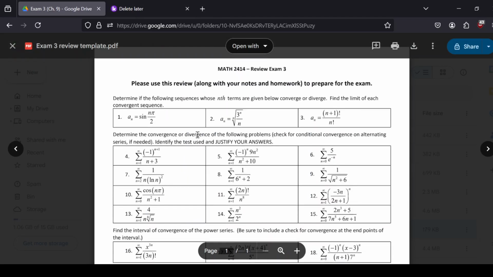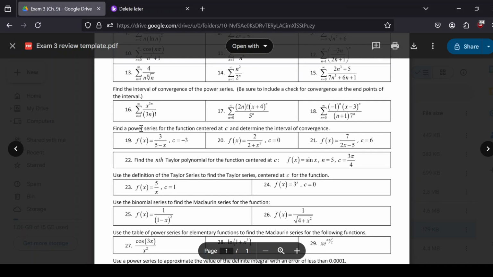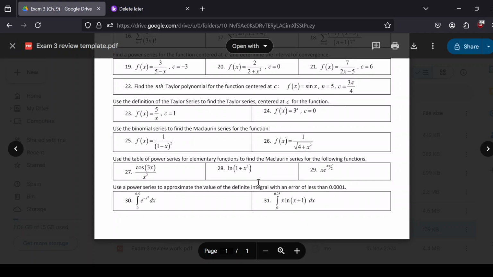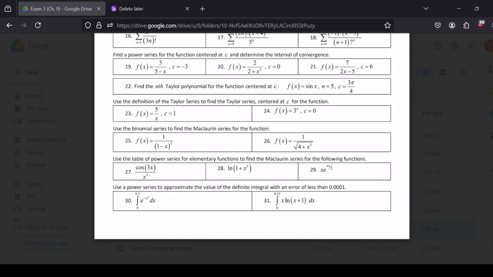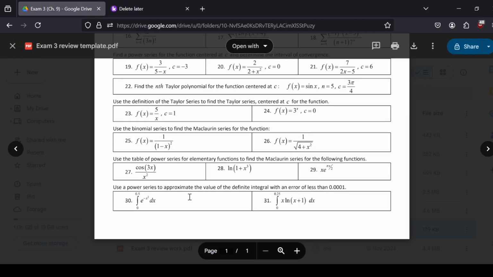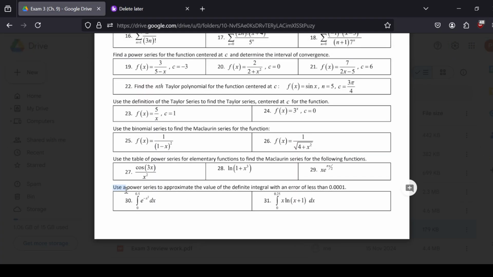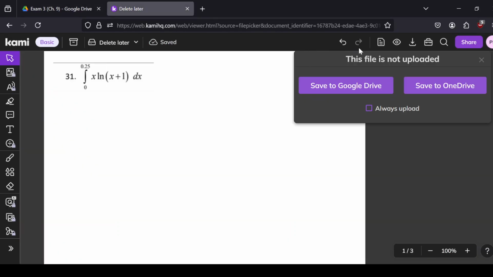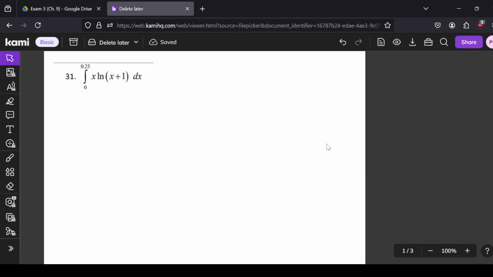So now I'm going to pull up, well, I'll start from the bottom, because I started from the top earlier. So I guess the instruction is to use a power series to approximate the value of the definite integral with an error of less than 0.0001. Okay.